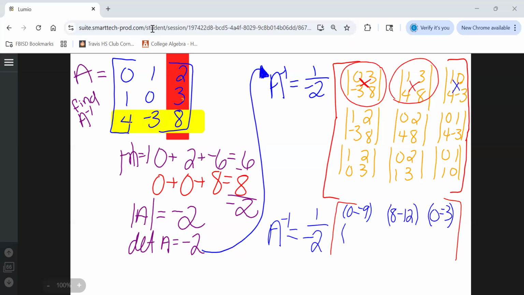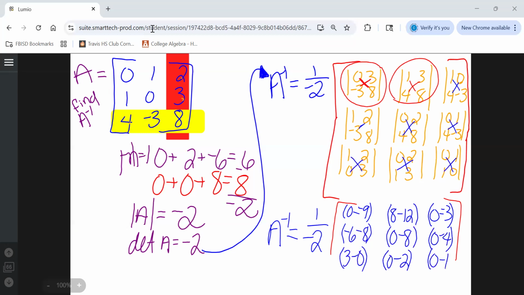We have 3 times -2, which is -6, minus 1 times 8, which is 8. 0 times 8, which is 0, minus 4 times 2, which is 8. 0 times -3, which is 0, minus 4 times 1, which is 4. 1 times 3, which is 3, minus 2 times 0, which is 0. 0 times 3, which is 0, minus 1 times 2, which is 2. 0 times 0, which is 0, minus 1 times 1, which is 1.